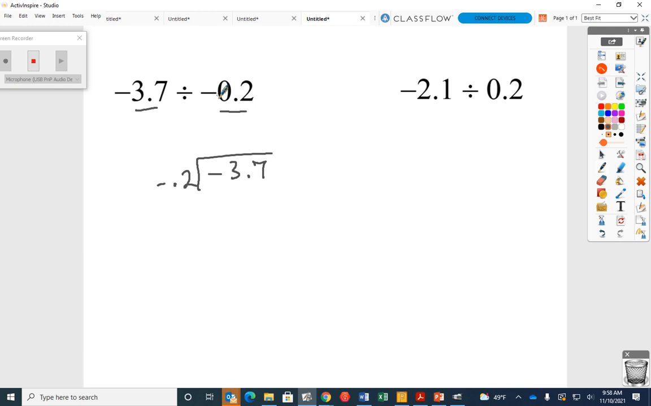Okay, so the first thing, I'm going to determine the sign here. If I'm dividing two signs that are both negatives, what's my answer going to be? Positive. Okay, so I'm not even going to mess with anything. I know the answer is going to be positive. I don't have to worry about negatives anymore, right?